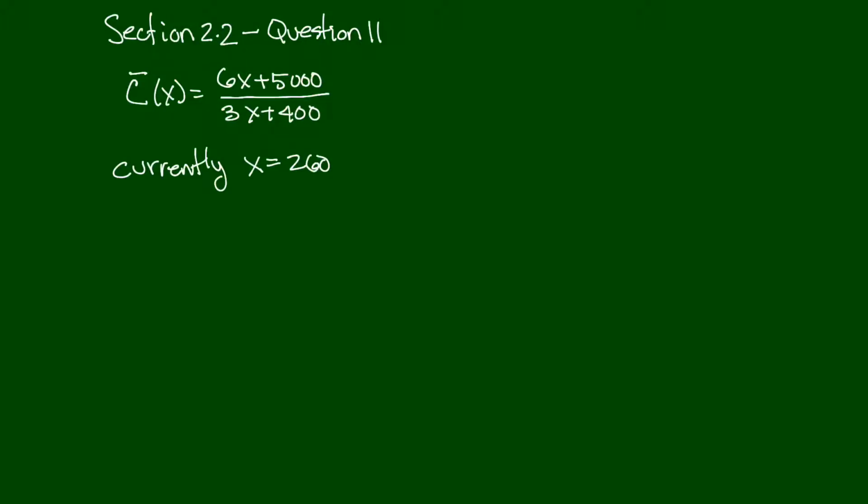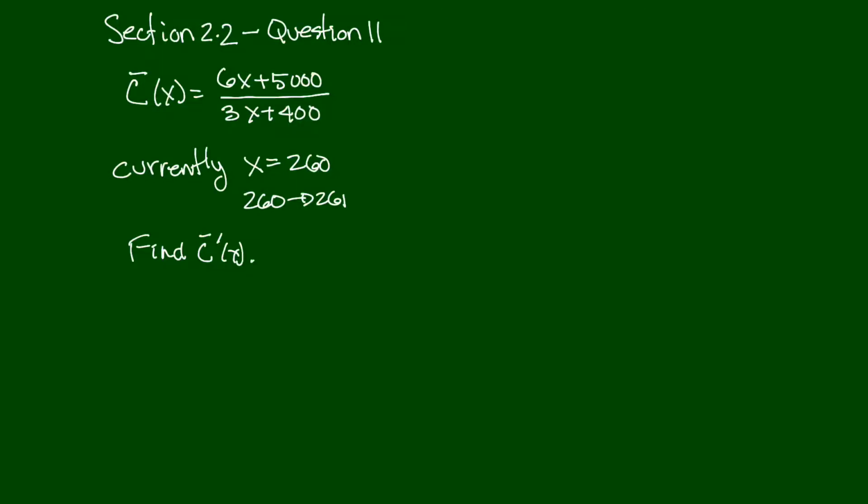Now, currently, we're producing 260 boxes of cards each day, and what we want to know is what change can be expected in the average cost if we produce one more box, 261. So we're going to go from 260 to 261. What can we expect? How can we expect this to change? By how much? So we want this to change, so we need the derivative. So what we're trying to do here is we're going to find C bar prime of x.